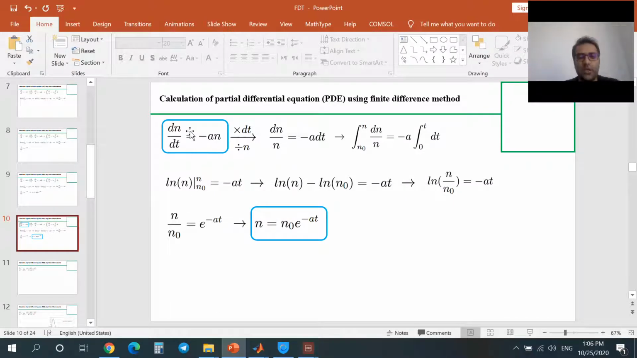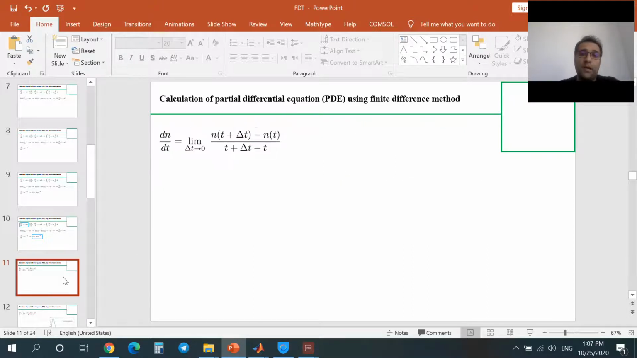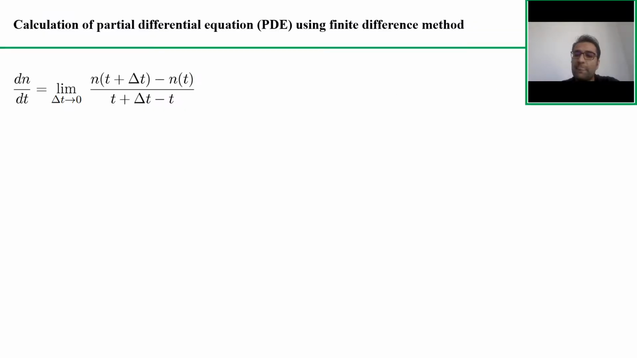So you see that we had a differential equation. We solved it analytically, and we got this function, and we plotted this function. Now I want to explain how we can solve this differential equation using a numerical method, the finite difference method, because not all partial differential equations or differential equations have an analytical solution. So numerical solution could be a powerful method for calculating the partial differential equation. We will use the definition of the derivative for solving the partial differential equation or differential equation numerically.